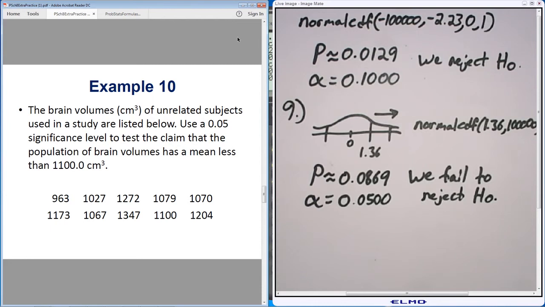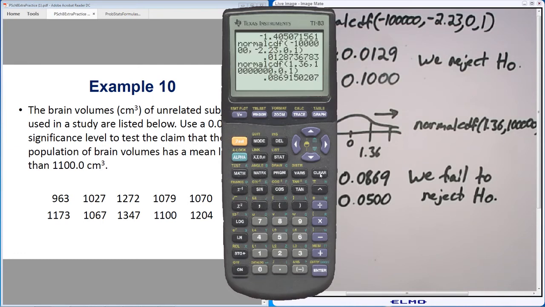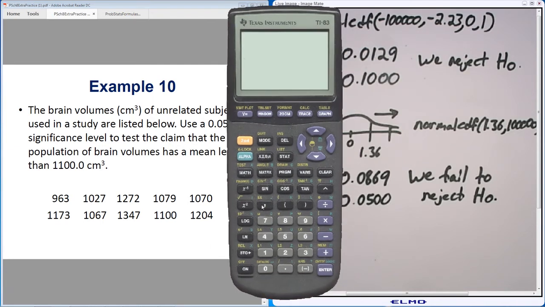Okay, let's do number 10. Brain volumes of unrelated subjects used in a study are listed below. Use a 0.05 significance level to test the claim that the population of brain volumes has a mean less than 1100 cubic centimeters. And I have a list of numbers. First thing you've got to do with that list of numbers, go to Stat and Enter, clear off any old list that you still have there, and put that list, remember it's one sample, so one list, into list 1.